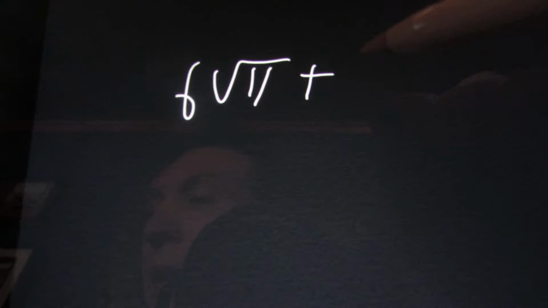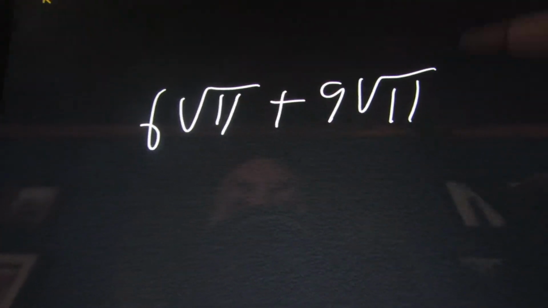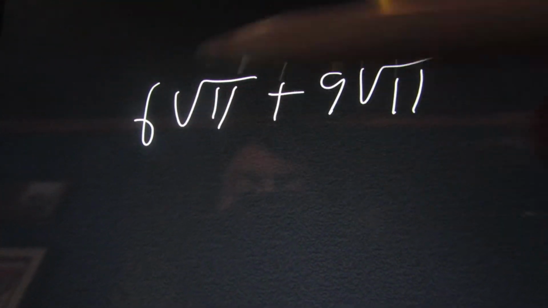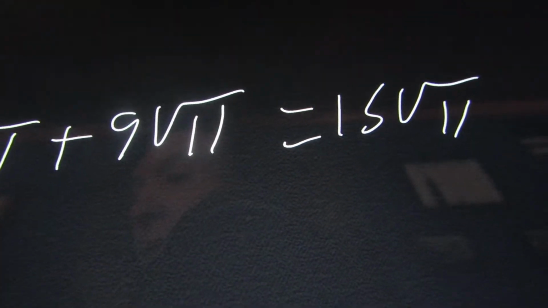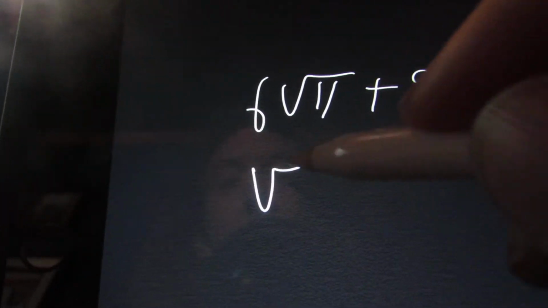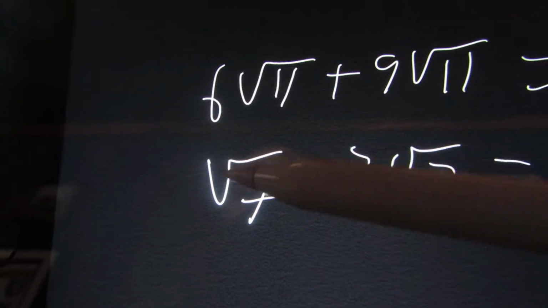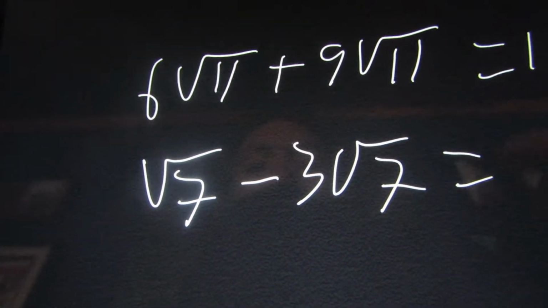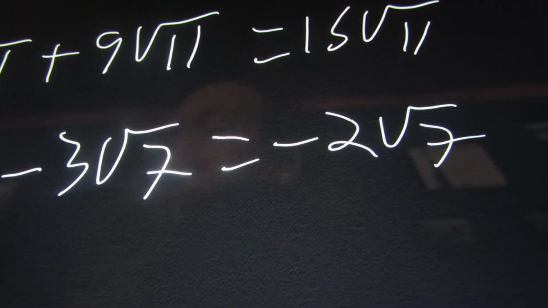So say we have 6 square root 11 plus 9 square root 11. Since we have the same number under the square root, which is the radicand, we can just add the numbers that are on the outside. So 6 plus 9 equals 15 square root of 11. If we have square root of 7 minus 3 square root of 7, that's 1 square root of 7 minus 3 square root of 7. So that's going to be negative 2 times square root of 7.